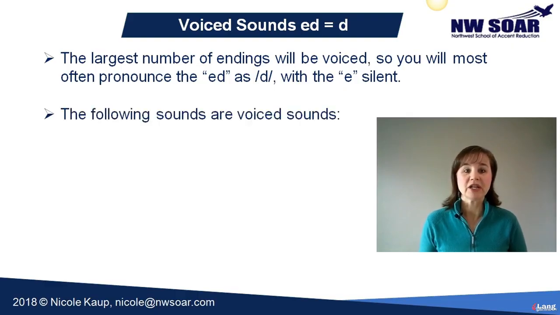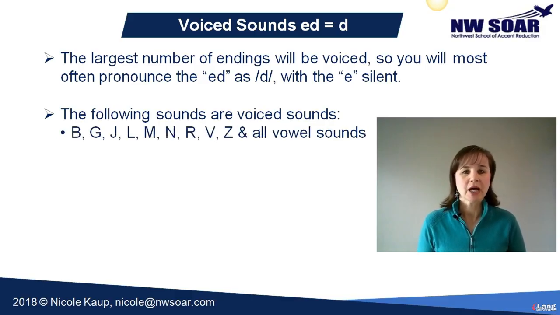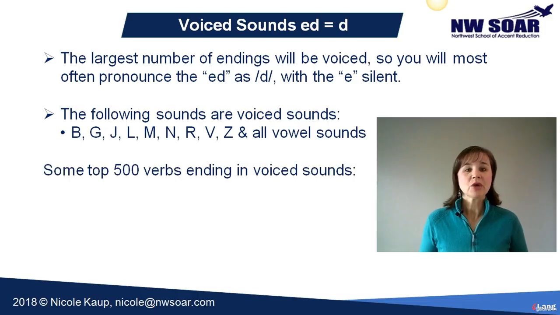The following sounds in English are all voiced. You'll notice there are a lot of voiced sounds in English. B, G, J, L, M, N, R, V, Z, and all of the vowel sounds as well are voiced. So here are some words that are included in our top 500 most common words in spoken English that have voiced endings. A word that ends in B is describe. So if we add an ED ending to that, it sounds like described.